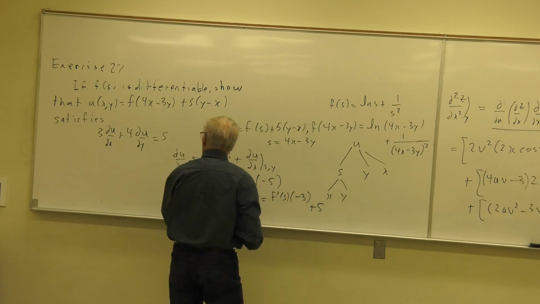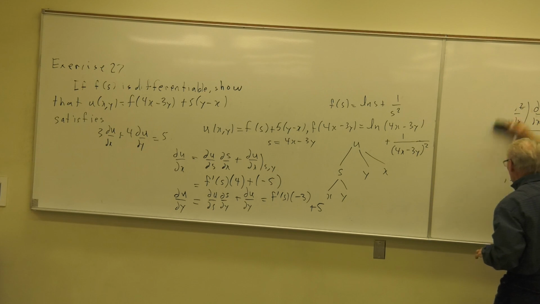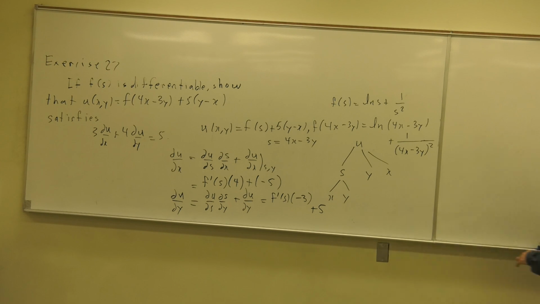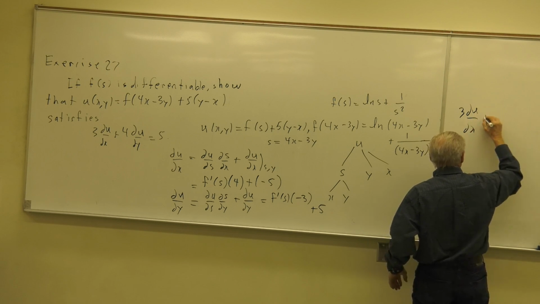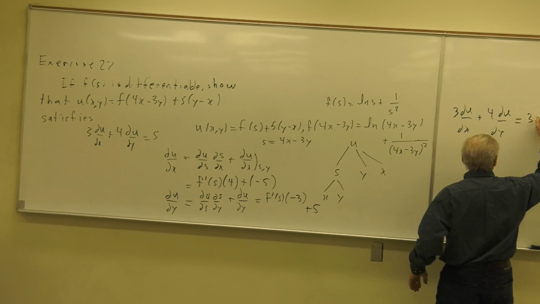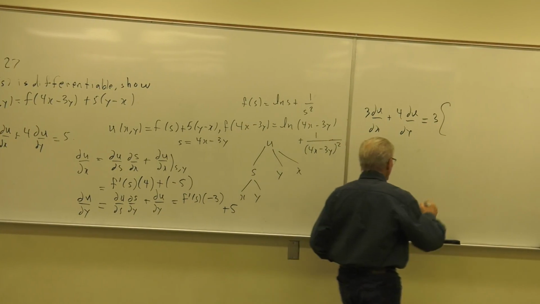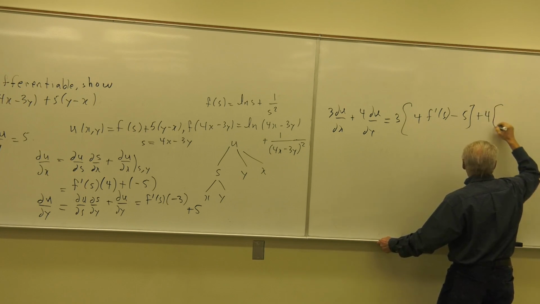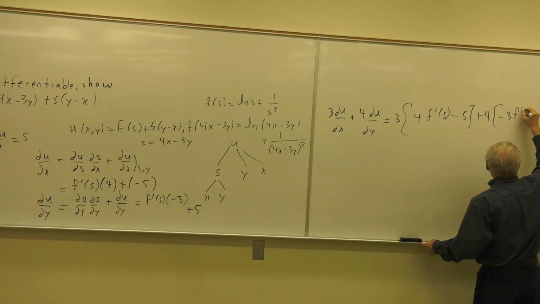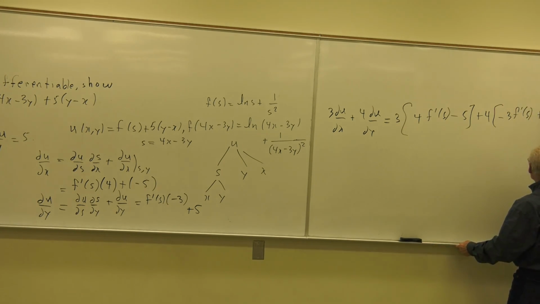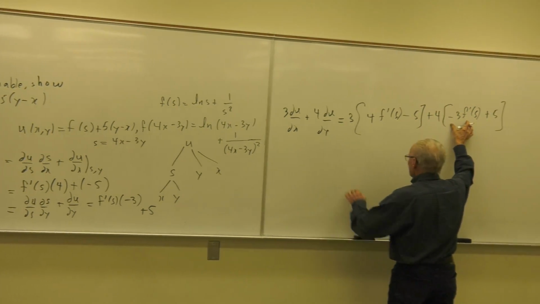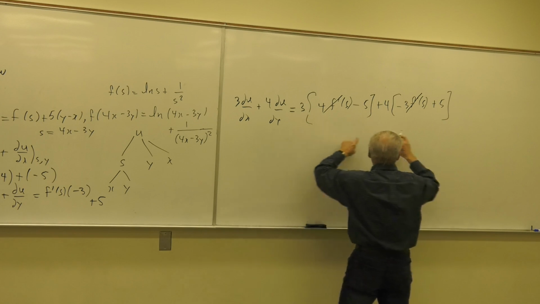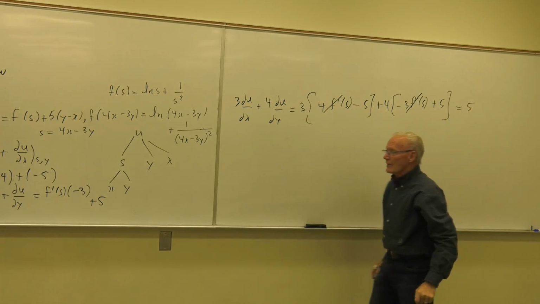And we're now supposed to do that combination on the left of taking 3 times the x derivative plus 4 times the y derivative and see what happens. So 3 ∂u/∂x plus 4 ∂u/∂y is equal to 3 times 4 f prime of s minus 5, plus 4 times minus 3 f prime of s plus 5. And notice, that and that are the same but opposite signs. So that one cancels that. Then we've got minus 15 here, we've got plus 20 there. That's 5. That's what we want.